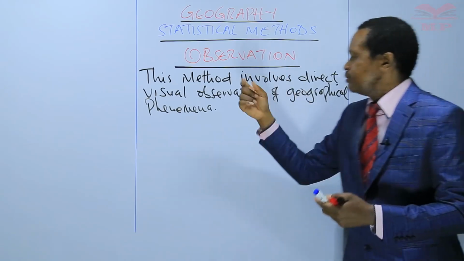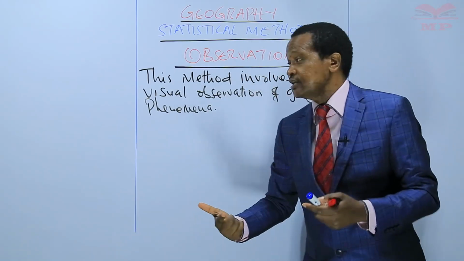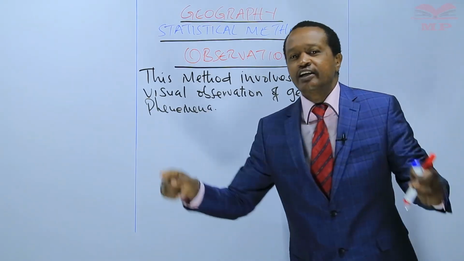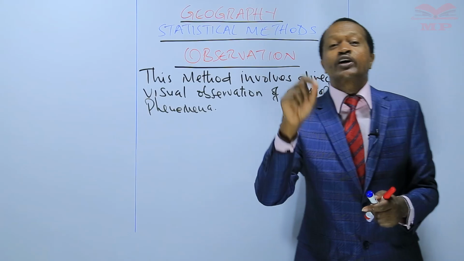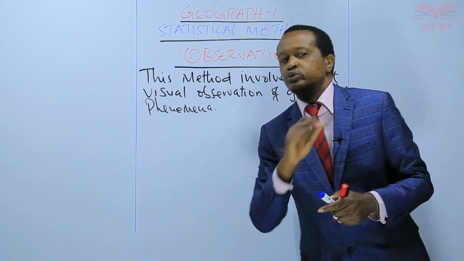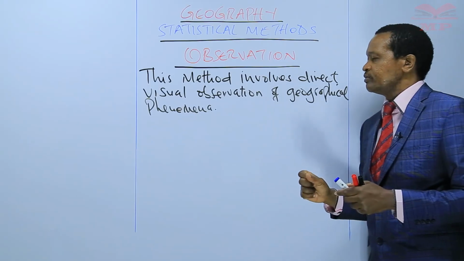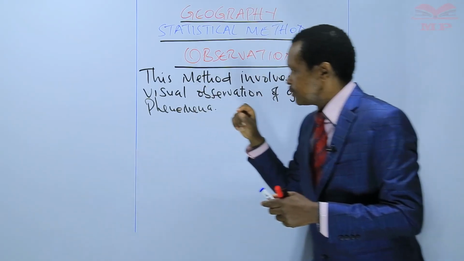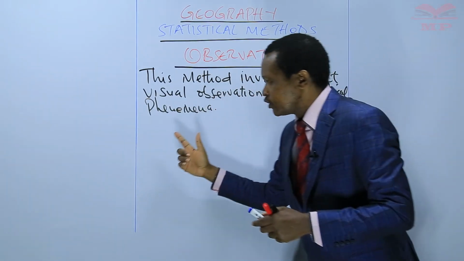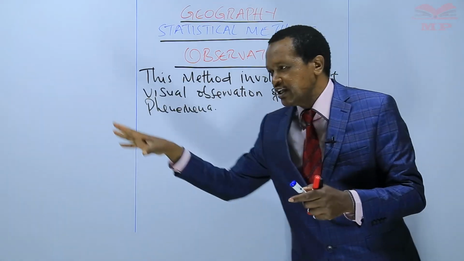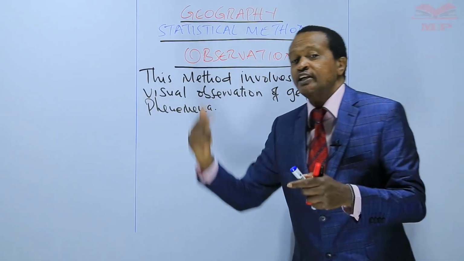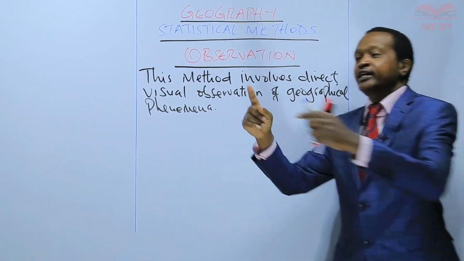So before observing, learners, the researcher should do what? Should survey the area and find a location where he can watch without obstruction, because we are talking of visual. Before you can observe geographical phenomena, you need to first survey the area and ensure that the location where you are going to stand as you observe has no obstruction from the larger features.